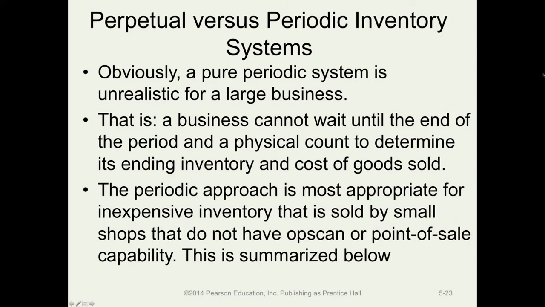So obviously, as I was saying a couple of seconds ago, a pure periodic system is really unrealistic. It's impractical for a large company because a business really can't wait until the end of the period, when they take the physical count of inventory, to keep track of the ending inventory, the cost of goods sold, and the gross profit margin. Of course, the periodic system is very inexpensive and an easier way to manage inventory for a small business, but it's certainly not an effective way to manage a large inventory for a significant or large corporation.